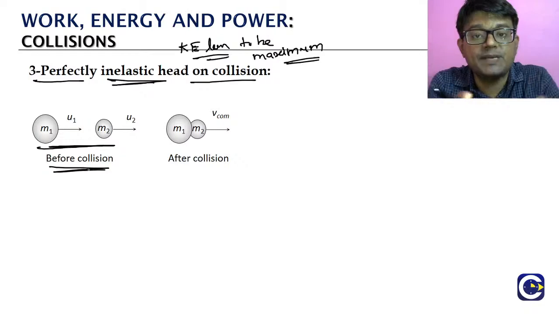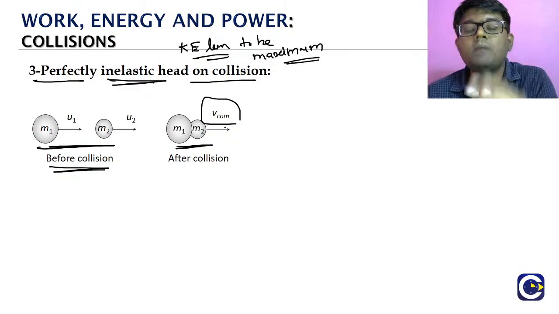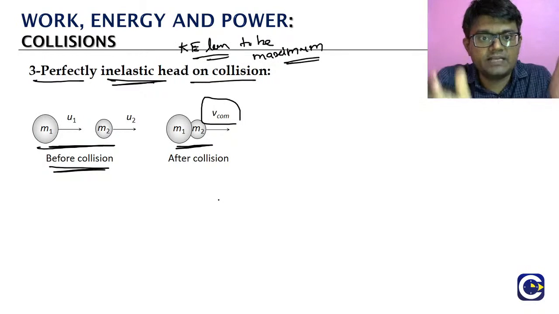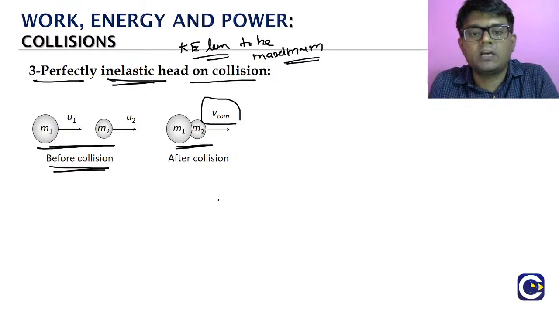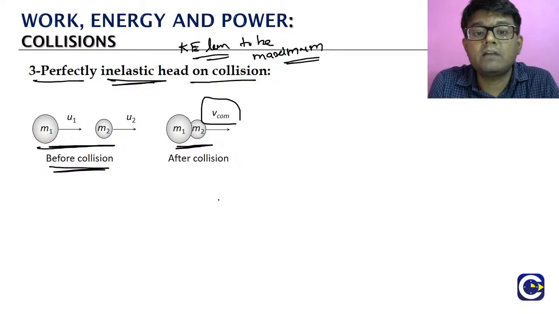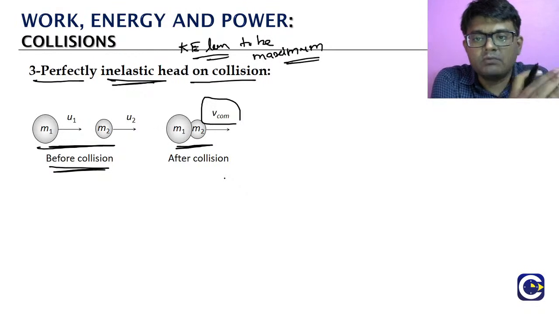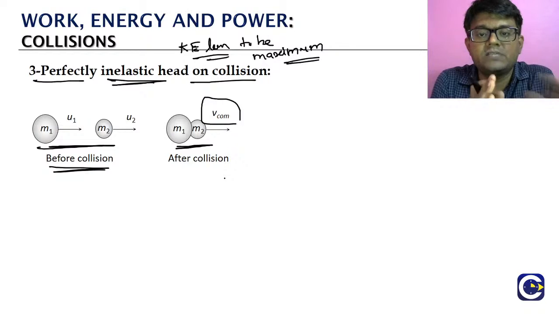In this perfectly inelastic scenario, two objects, while they will be moving with different speeds before the collision, after the collision they will stick together and move with a common velocity. Understand carefully, this sticking and moving is only when we are talking about the perfectly inelastic collision in the head-on type. That is when we will have the kinetic energy loss to be maximum.